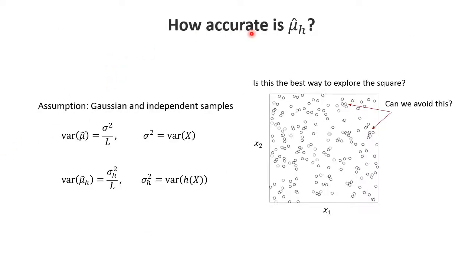So how accurate is this now? Obviously, the more samples I get, the more accurate it becomes. There are, of course, some analytical solutions to this problem. If your distribution is Gaussian and you draw independent samples, then we know the variance of that estimator is simply the population variance divided by the number of samples that I have. The same applies to the prediction that I would like to make.